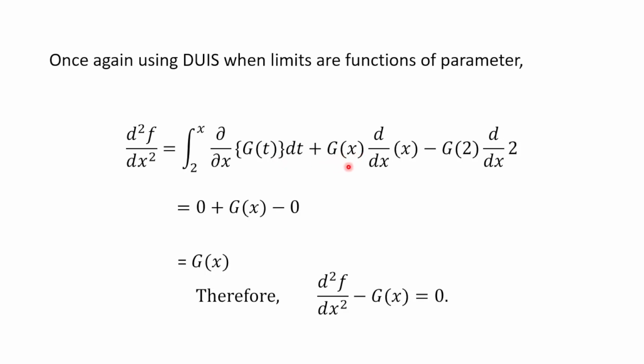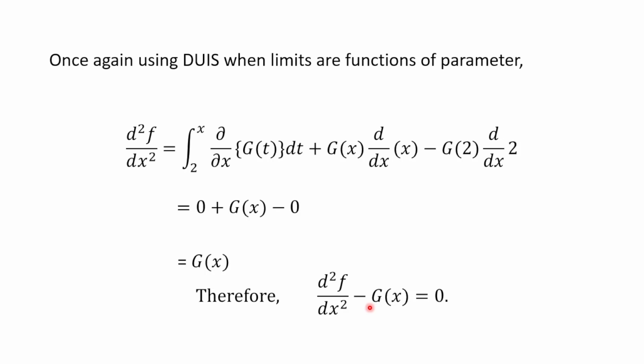Second term is g of x, ∂/∂x of x. ∂/∂x of x will give you 1, and g of x will remain as it is, minus g of 2 as it is, but d by dx of 2 will give you 0. Hence we got 0 plus g of x minus 0. Ultimately, we are only left with d2f by dx square is equal to g of x, or we may say that d2f by dx square minus g of x is equal to 0.